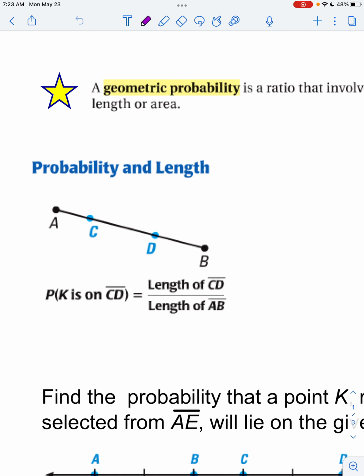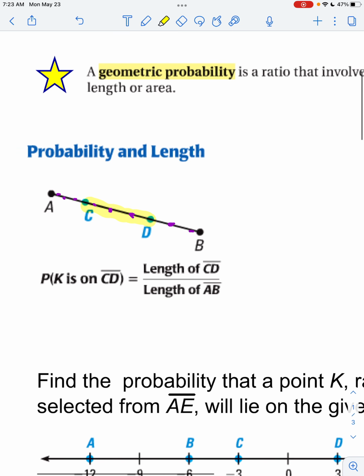What is the probability that K is on line segment CD? They're basically saying if we randomly put point K anywhere on this line, what's the probability that it would land in this area? To figure that out, we would take the length of CD. Again, we may have to do some math to figure that out. And then we're going to put it all over the whole thing. So what's the whole sample space that you could compare it to? You could compare it to AB.